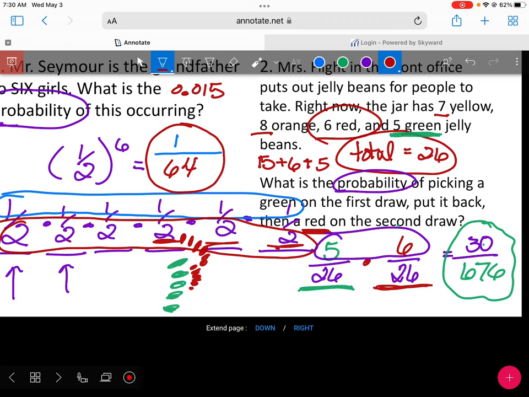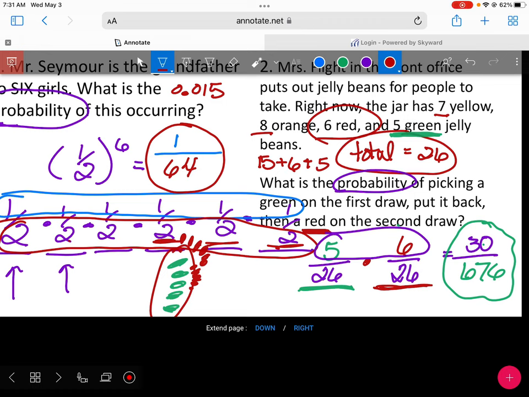Okay? Because we've got 5 green, and then once we pick a green, even though we put it back, I have the availability of 6 jelly beans to each one of those green. And since I have 5 of them, that would be 5 times 6. And then out of all of them, there would be 26 times 26 different ways that we could get any particular jelly bean. So a massive amount of possibilities.